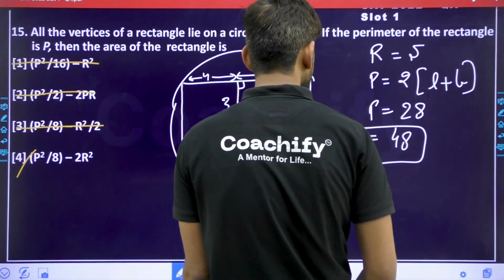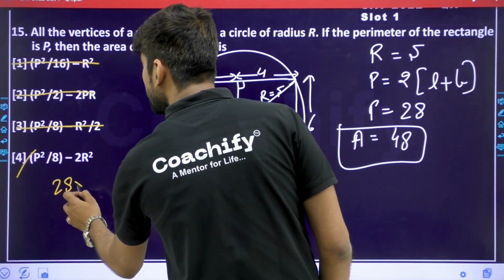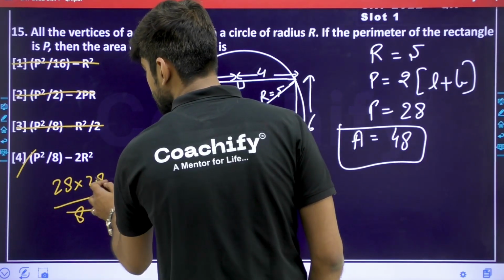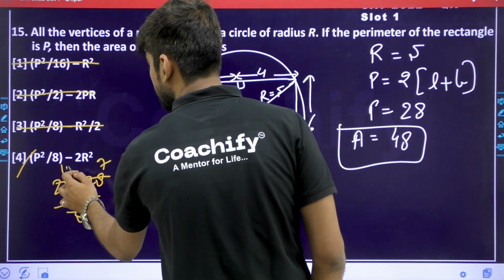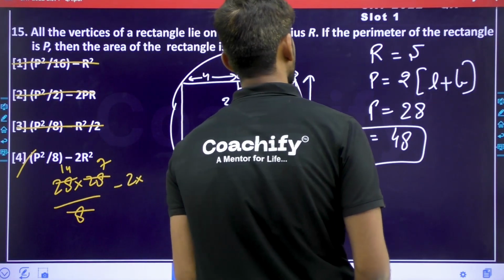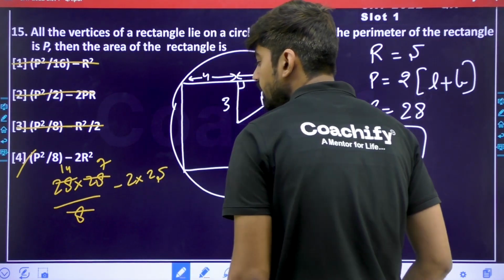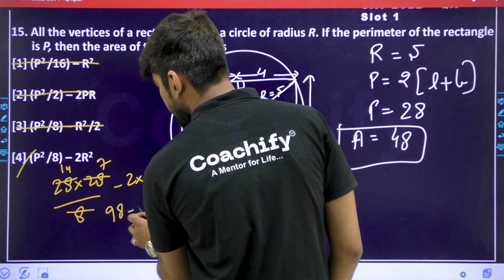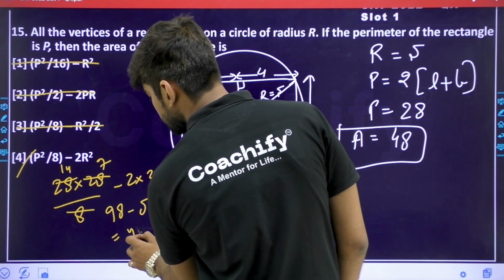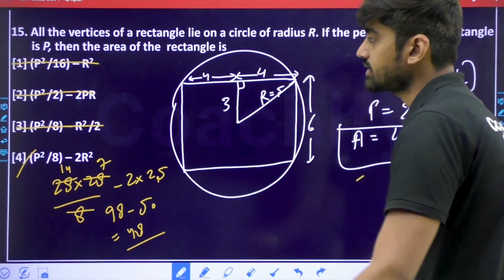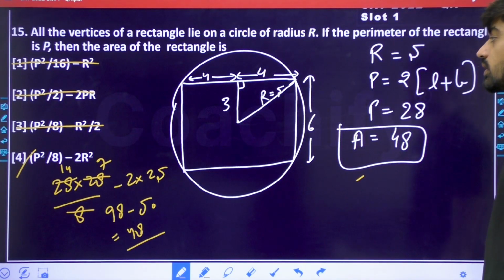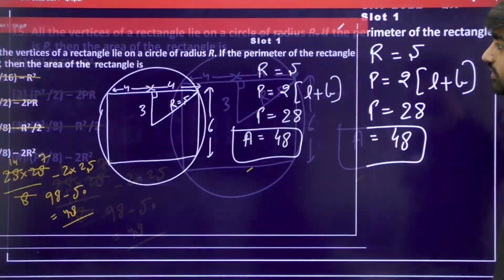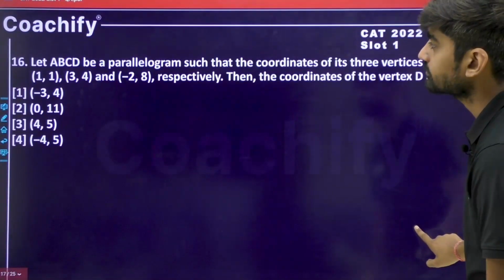Let's try and satisfy this. So this is 28 into 28 upon 8, which is the same as this. So this is 7, this is 14, and minus 2 times r square, which is 25. So 14 into 7, that means 98, minus 50, this is coming out as 48, which is my area. That's a perfect way to solve this particular question. I hope you understand this. Let's proceed to the next question.